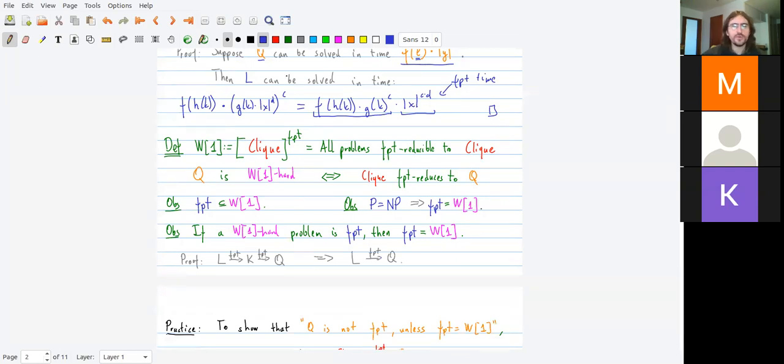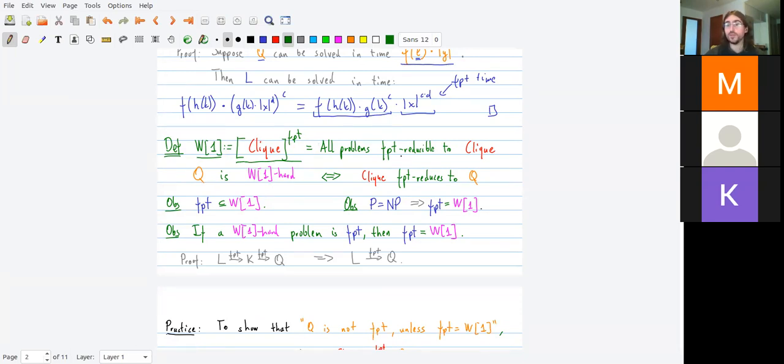Right. So now, given this notion of a reduction, I can tell you what this class W1 is, the class of problems that are essentially like the clique. So I define W1 from a pragmatic point of view. We'll define W1 later on a little bit differently, in a more complexity theoretical way. But for pragmatic reasons, let me just define it as the closure of the clique problem under FPT reductions.